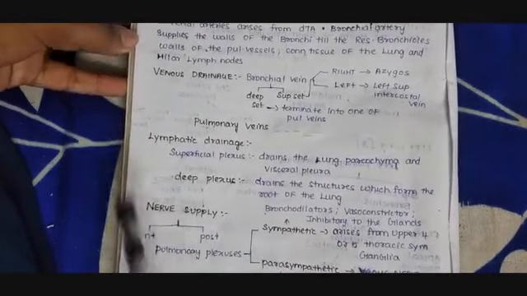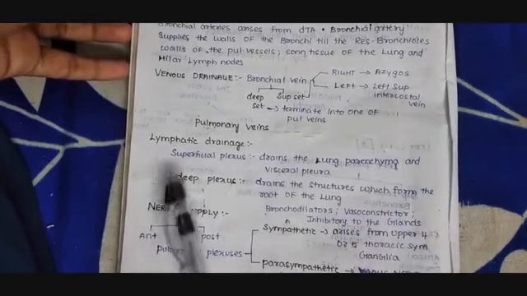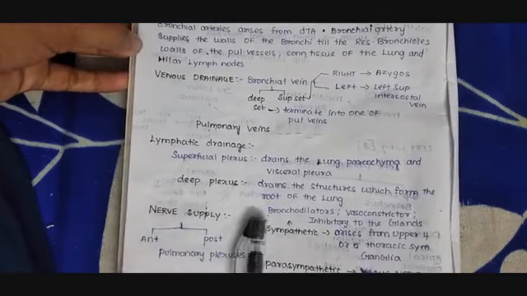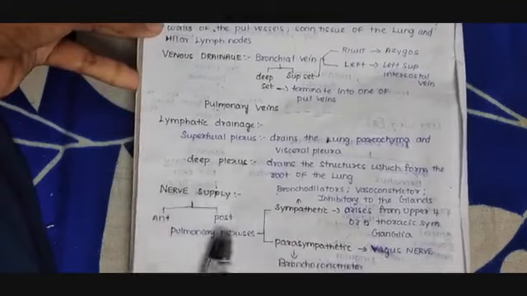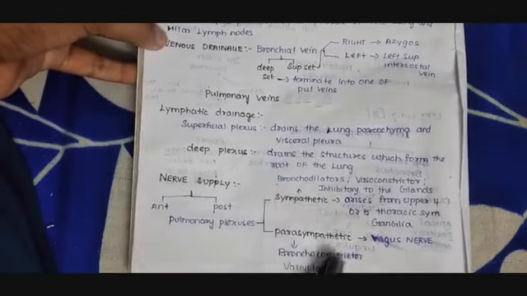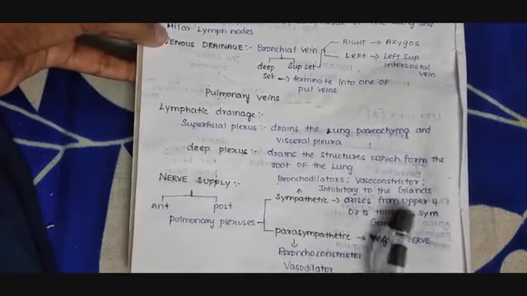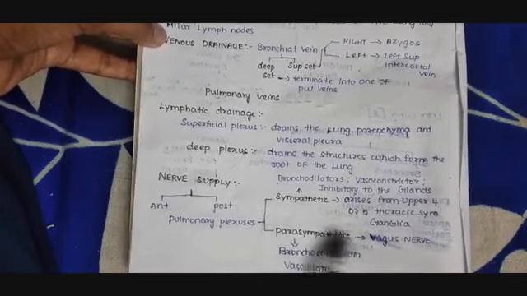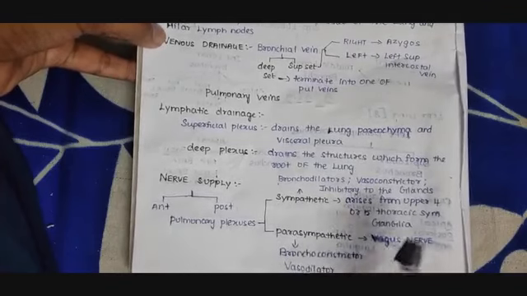Lymphatic drainage: the superficial plexus drains the lung parenchyma and the visceral pleura, whereas the deep plexus drains the structures which form the root of the lung. Nerve supply: we have the anterior and posterior pulmonary plexus. In this we have sympathetic nerve supply and parasympathetic nerve supply. Sympathetic nerve supply arises from the upper 4 or 5 thoracic sympathetic ganglia, whereas the parasympathetic nerve supply is given by the vagus nerve.